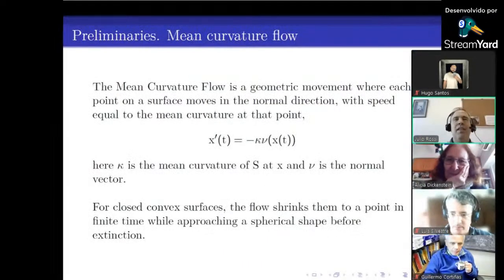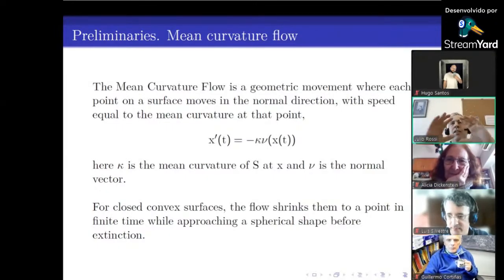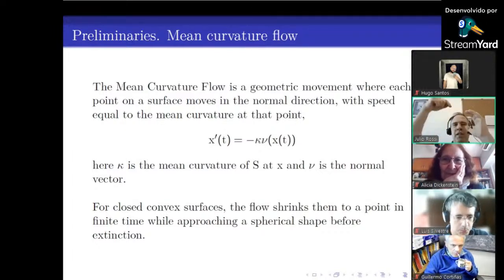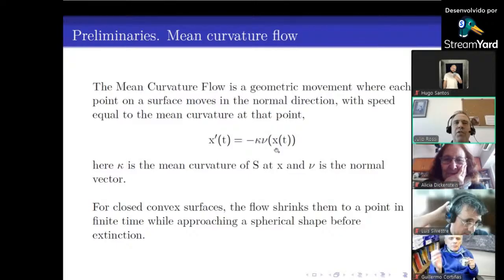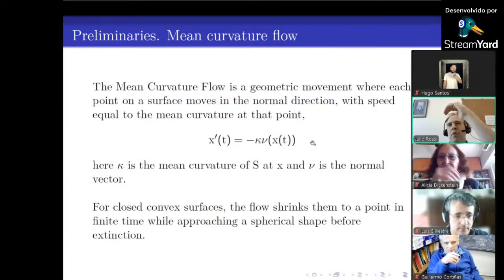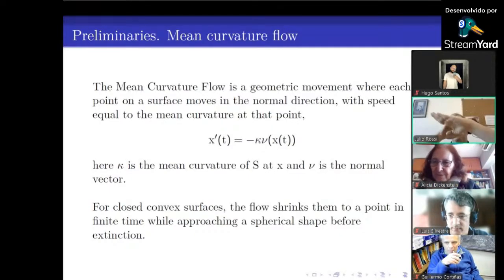So let me start recalling something about the mean curvature flow. The mean curvature flow is a geometric flow that was very well known in the literature and very well studied. The idea is like this: you have a surface, and you move each point of the surface in the direction of the normal vector to the surface at every point, and with a speed that is proportional to the mean curvature of the surface at that point. So if the surface is more curved, you move faster. If the surface is flat, you don't move. If the surface is almost flat, you move very slowly in the normal direction.